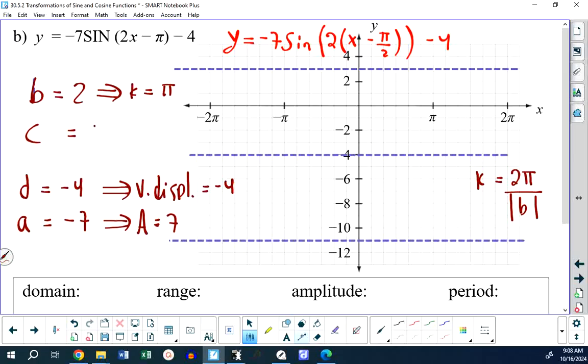So C has a value of pi over 2, which means the phase shift is positive pi over 2. And what I'm going to tell you here is you always worry about C last. C is the troublemaker here, okay? So let's put this all together.